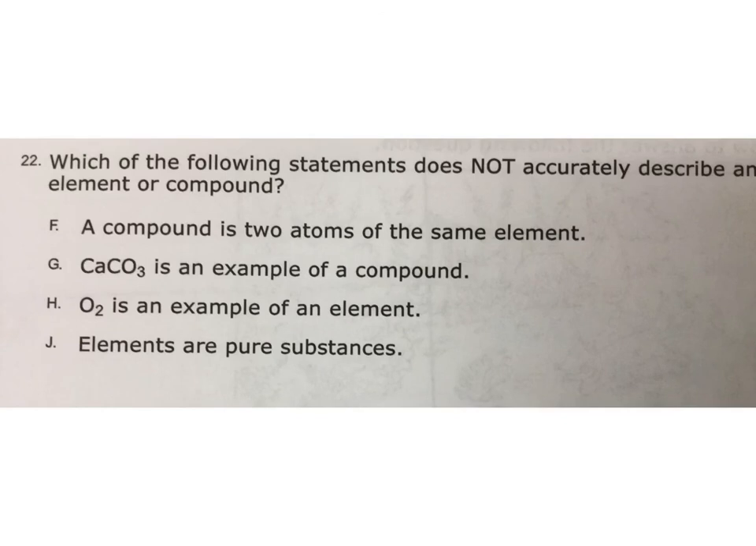22, which of the following statements does not accurately describe an element or compound? F, a compound is two atoms of the same element. G, CaCO3 is an example of a compound. H, O2 is an example of an element. J, elements are pure substances.